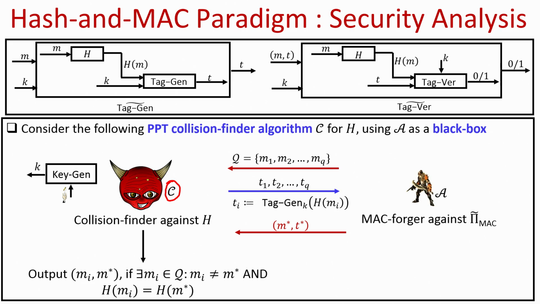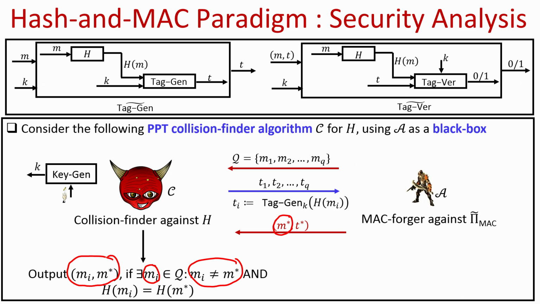And what is the goal of the collision finder? The goal of the collision finder is to find a collision in the underlying hash function. So, what it does is it parses the set of messages in the query set. It has the set of messages for which the adversary has asked for the tag, and it parses those messages and sees if there exists at least one such message mi in that set, such that the message mi is different from the forged message m star, and the hash of mi is the same as the hash of m star. If that is the case, then this collision finder algorithm outputs a collision for the underlying hash function h.